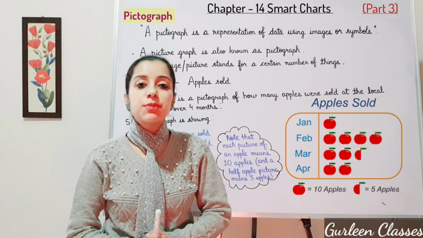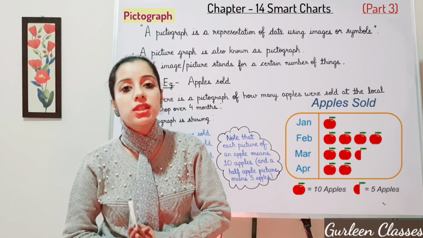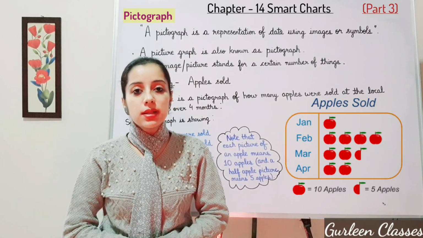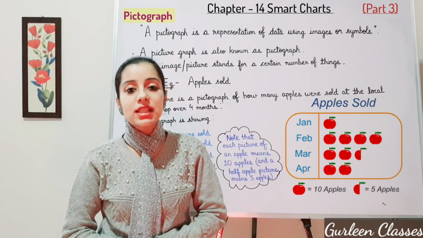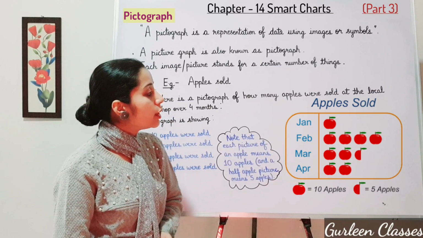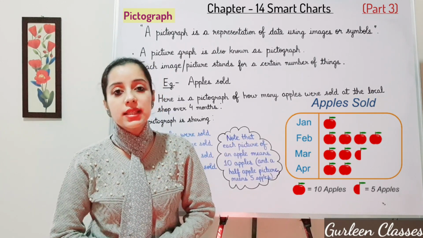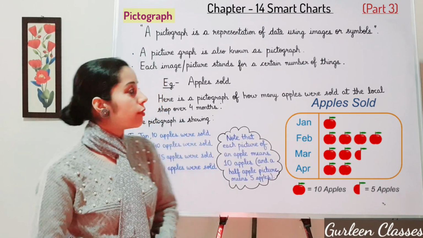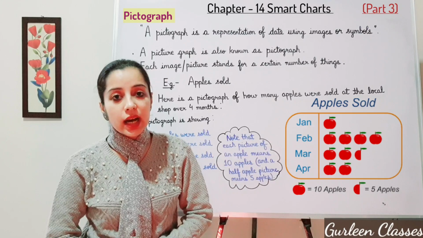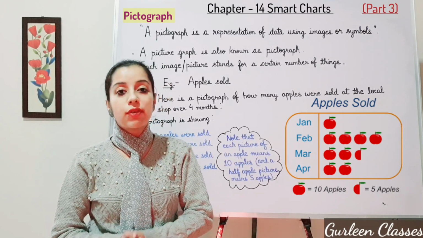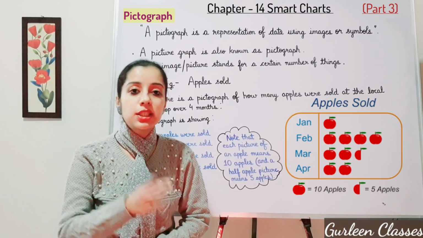So now, what is a pictograph? A pictograph is a representation of data using images or symbols. When we use images or symbols, that is known as a pictograph. In this picture you can see we have taken images of apples. So this is an example of a pictograph. A picture graph is also known as a pictograph. Pic means picture, picture graph.